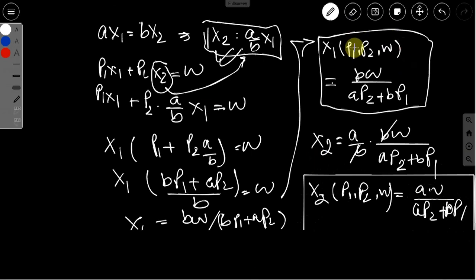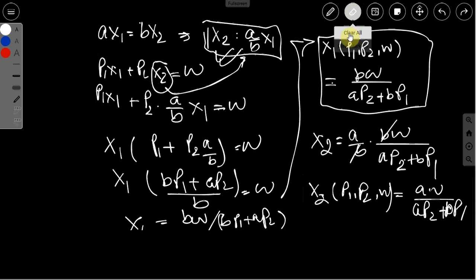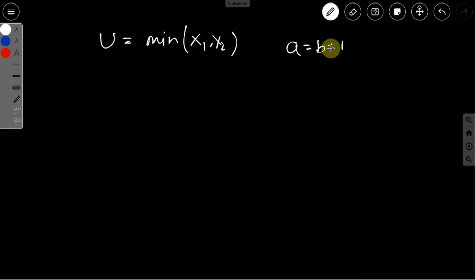So now we can simply derive the demand function when the values of a and b equal 1, or when the utility function is simply given by u equals min{x1, x2} only. So it is the special case where the values of a and b are the same and equal to 1.